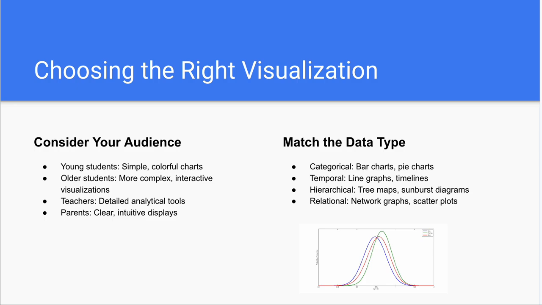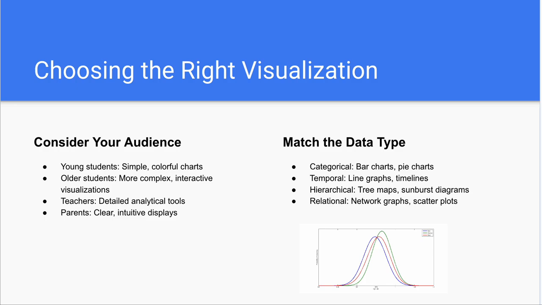Choose the right visualization. So consider your audience. Younger students will need simple and more colorful charts, where older students can handle more complex interactive visualizations. Teachers need detailed analytical tools so that we can really see where our students are, and parents also need clear, intuitive displays. So as we're showing them the MAP scores, it's important that they are able to quickly and easily navigate those scores.